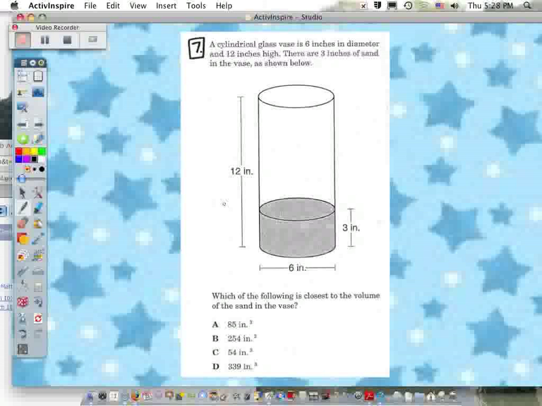What is the question asking for? It's the volume of the sand in the vase. So, well, let's start at the beginning. There's a cylindrical glass vase that's 6 inches in diameter, 12 inches high. There are 3 inches of sand in the vase.